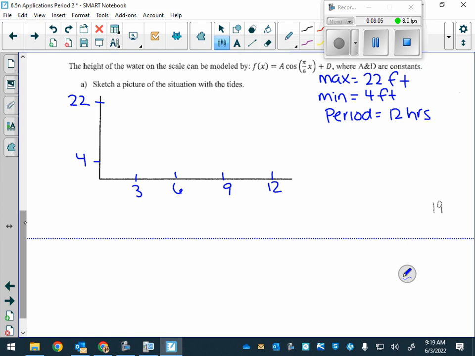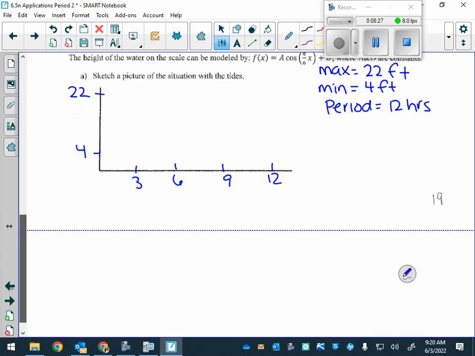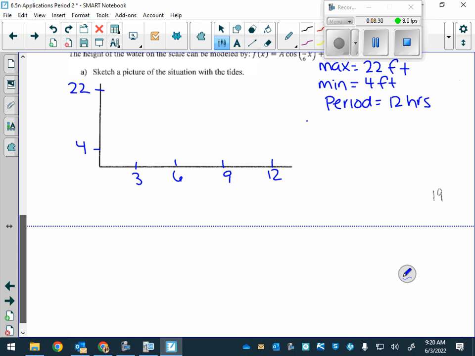Excellent. Okay. So there are 2 things I'm going to show you and I want you to write down. Jason said it perfectly. Think of a Ferris wheel instead of tides. So if I go to the above one, my diameter was 70. How do I find that? The max minus the min. So to find our amplitude, you would take the max minus the min and divide by 2.